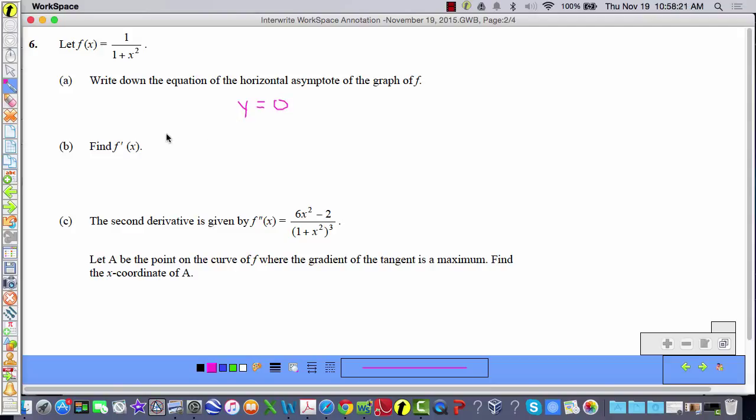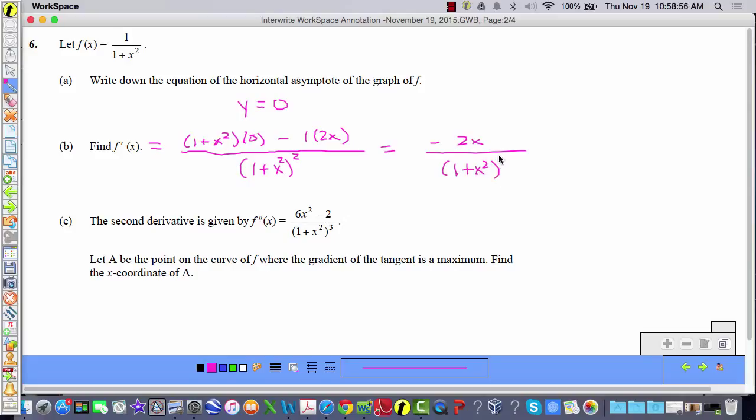So to find the derivative, I'm going to use the quotient rule, which is equal to v du minus u dv over v squared. So that's 1 plus x squared times the derivative of u. The derivative of 1 is 0. Minus u, 1, times dv, 2x, all over the denominator squared, 1 plus x squared squared. So that becomes negative 2x over 1 plus x squared squared.